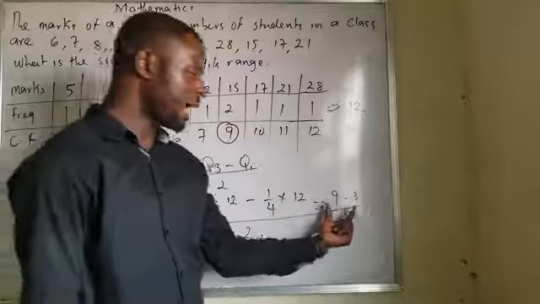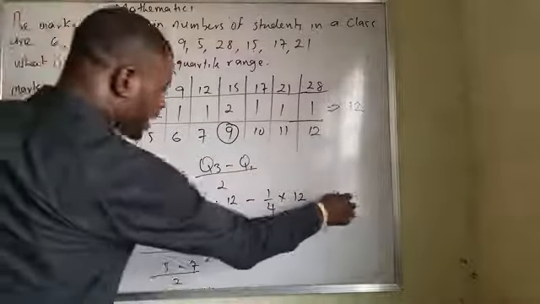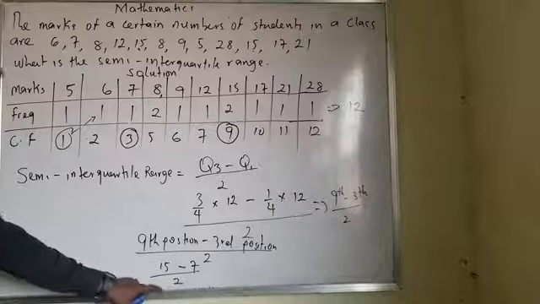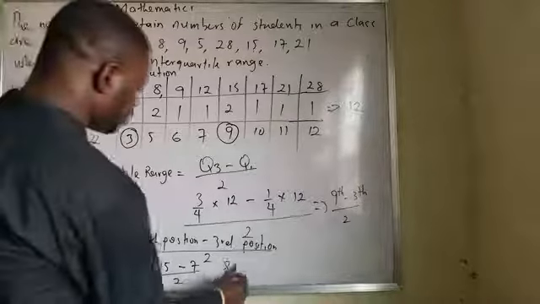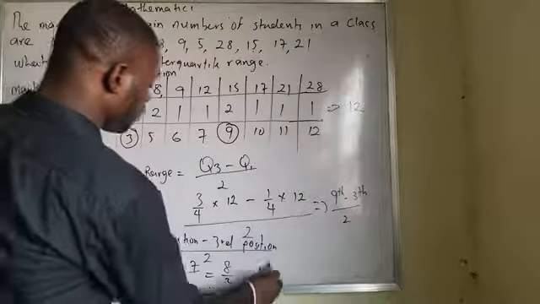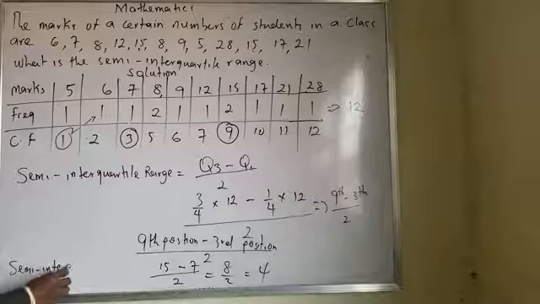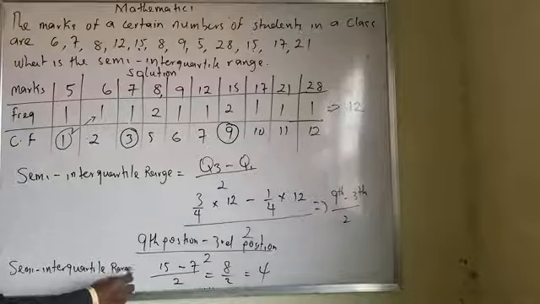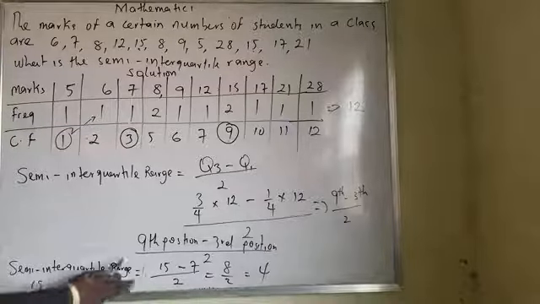Don't just go and minus the number here and say you have done it; you have done rubbish anyway. Please just check on the positioning. Please take note of that. This minus this will be 8. 8 divided by 2, it will be 4. Now, 4. It means my semi-interquartile range is 4. That is all.